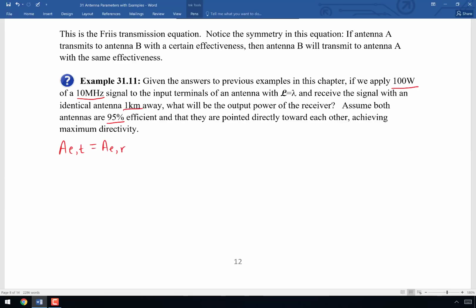by the way, because these antennas are exactly identical, is also equal to A sub E comma R. This is equal to lambda squared over 4 pi times the gain, which is going to be 30 squared divided by 4 pi, multiplied by the directivity, 2.39, multiplied by the efficiency, 0.95, and that's equal to 163 square meters.